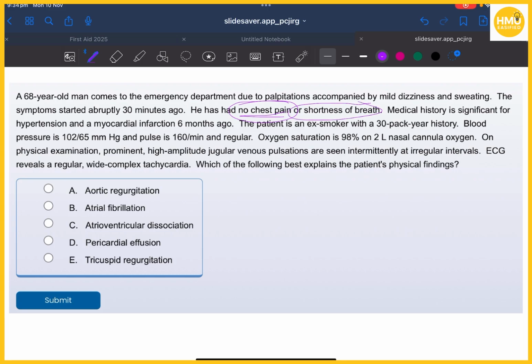There's no shortness of breath. Obviously, there's no involvement of the lungs, for example, like a backflow of fluids from left ventricular failure, or respiratory pathology in general.